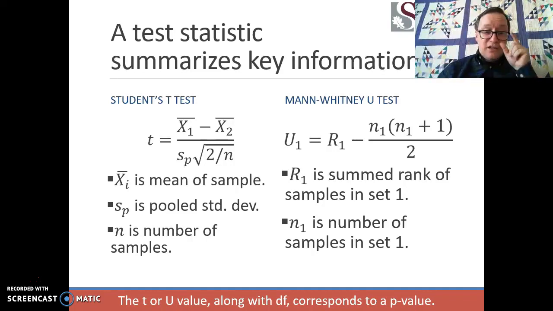Okay, so in each case, these are going to produce what's called a test statistic. Student's t-test is called the t-test because it produces the value of t. Gossett found a way for us to evaluate what p-value, what probability, corresponds to that t-value. Similarly, the Mann-Whitney u-test produces a u-metric, and the u-metric can be converted to a p-value.